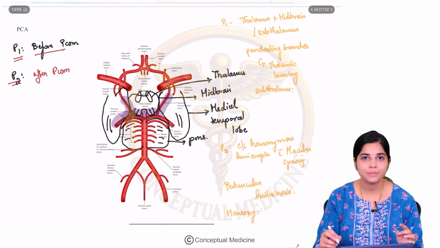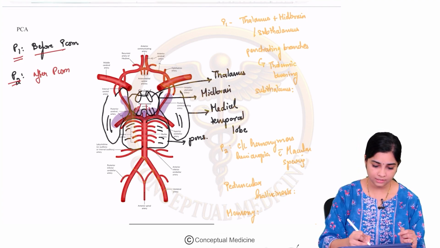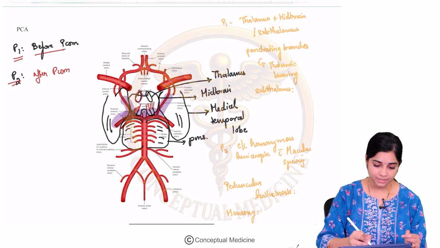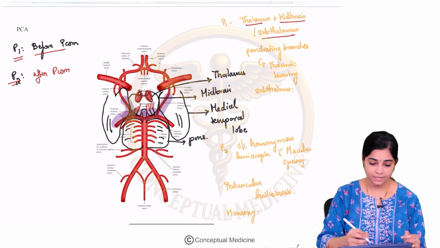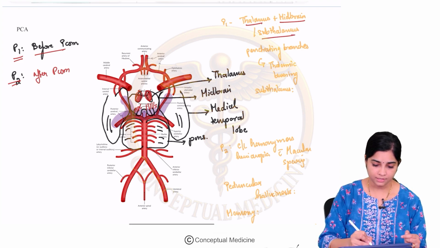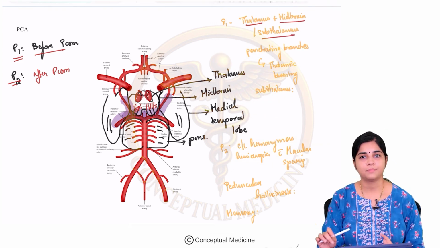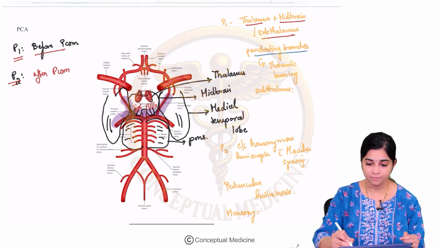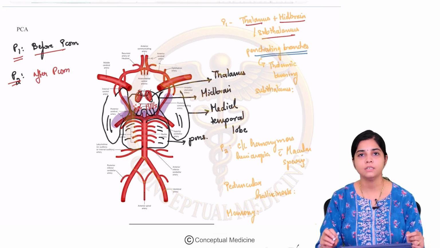So what is the P1 supplying? As you can see here, these are the branches of P1. It supplies the midbrain and it goes and supplies the thalamus as well. So this is the thalamus and the midbrain. So it supplies the thalamus, the midbrain and the subthalamus which is present here. So the P1 segment basically supplies the thalamus, midbrain and the subthalamus. Okay. So the penetrating branches are the ones which go ahead and supply deep into the thalamus.